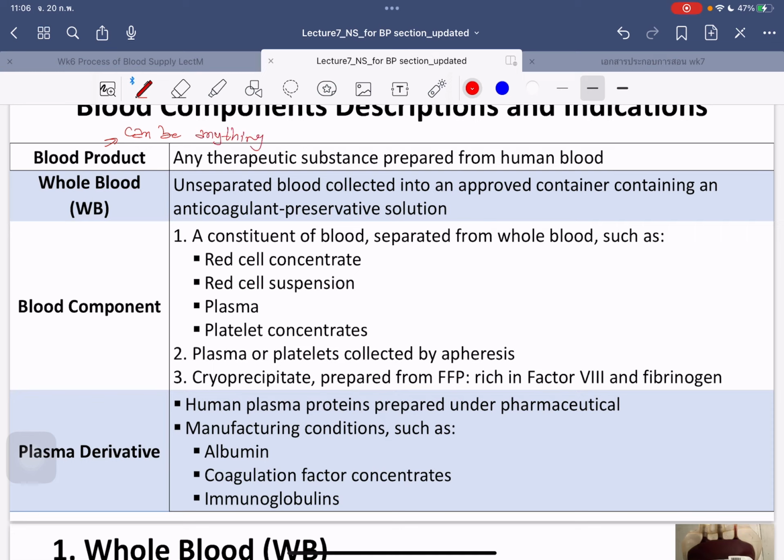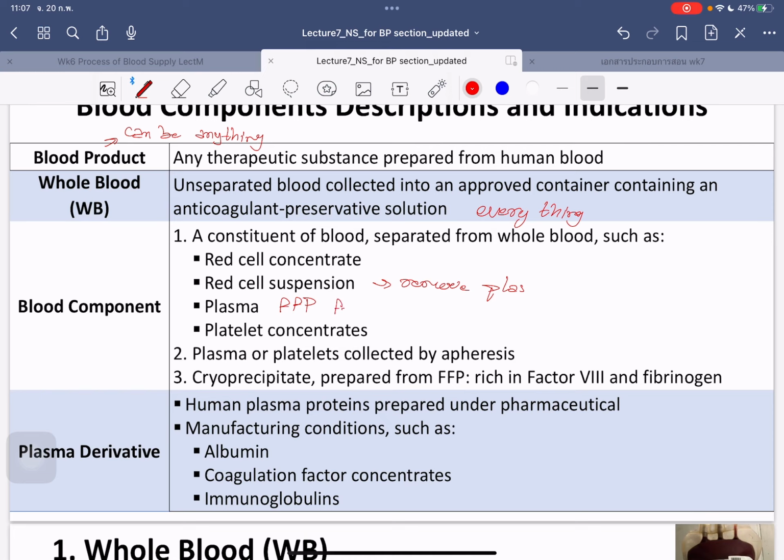So for the whole blood, I understand that you know that everything in the blood will be present in this bag. That is what we call whole blood. It means that you have red blood cells, antibody, protein. This whole blood can be separated into red blood cell concentrate. It means that if you remove plasma and keep only red blood cells, or red cell suspension, you remove plasma and add additive solutions. Or the plasma, which we call FFP, platelet concentrate, as well as cryoprecipitate.